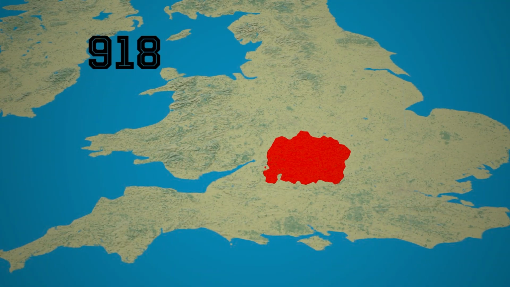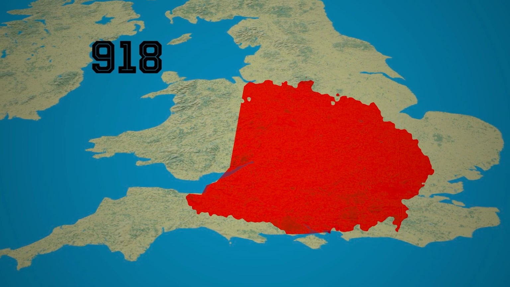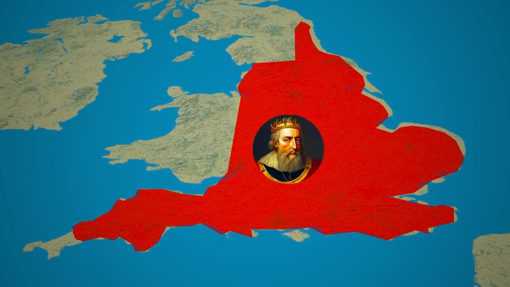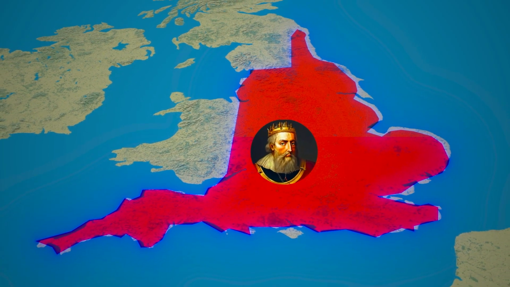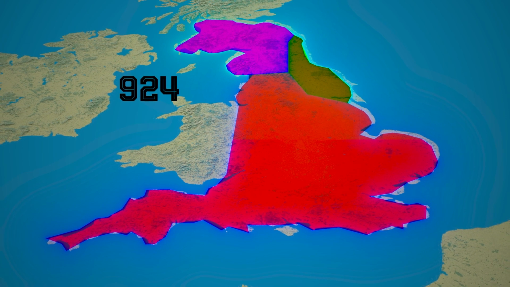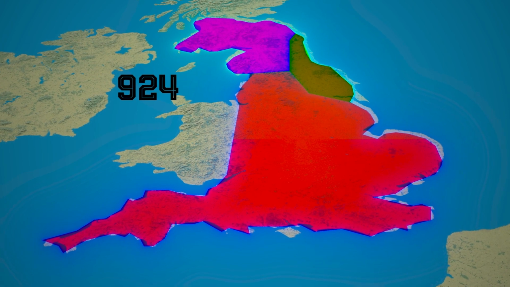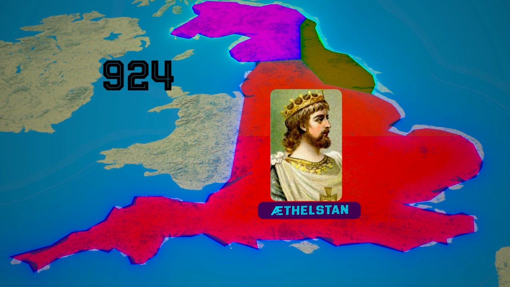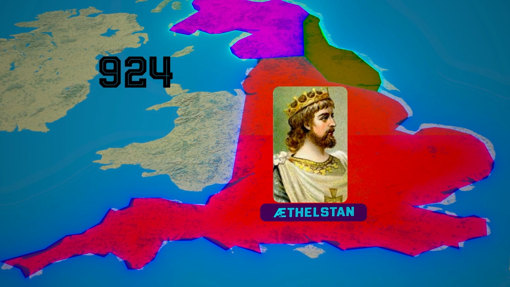In 918, the Anglo-Saxons continued farther into Danelaw territory and slowly gained more and more land for themselves. By the time of Edward's death in 924, the newly acquired neighbors of the Anglo-Saxons had all pledged allegiance to the king. This put the Anglo-Saxons in a confident position as Edward's son, Ethelstan, took over the kingdom.